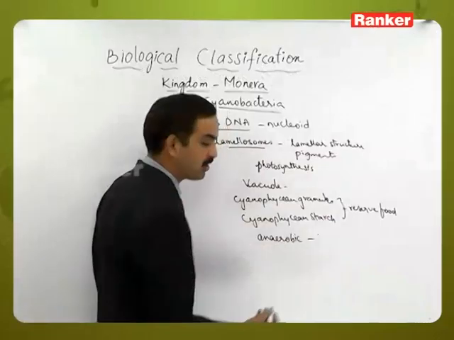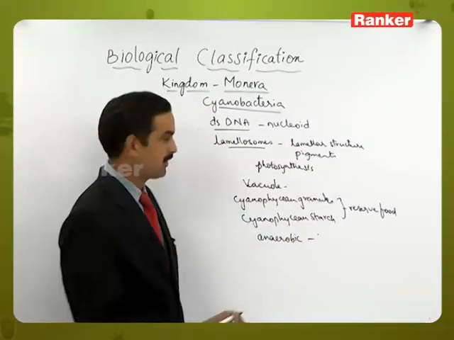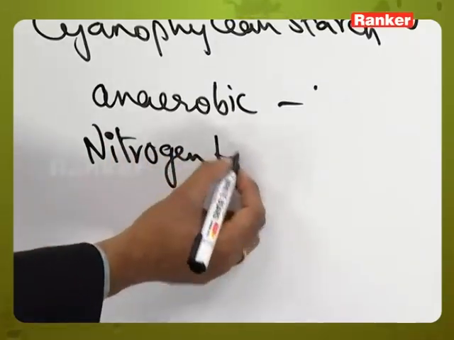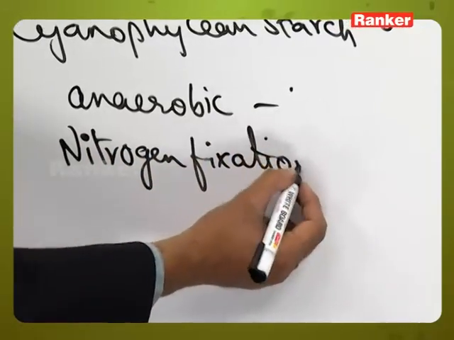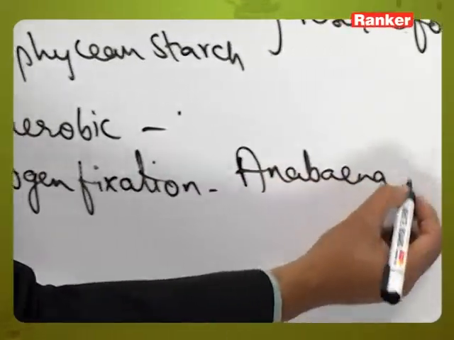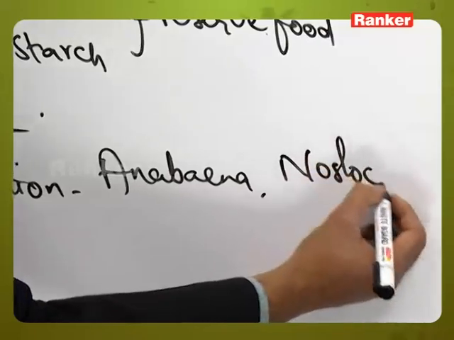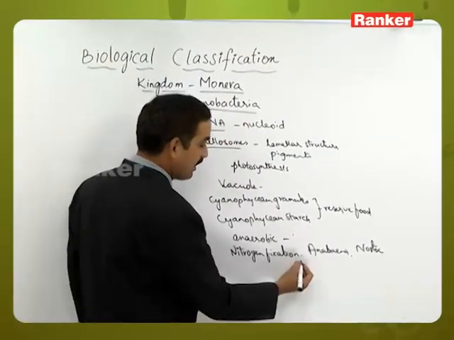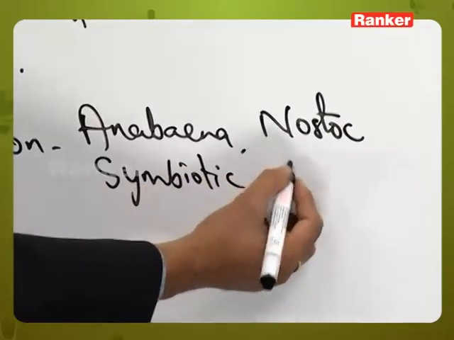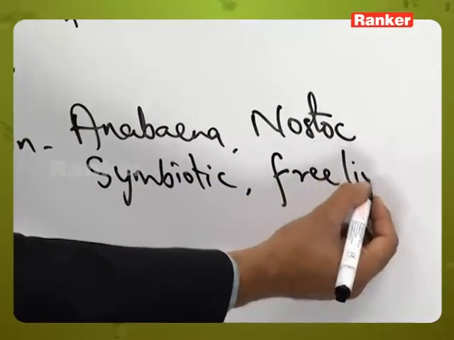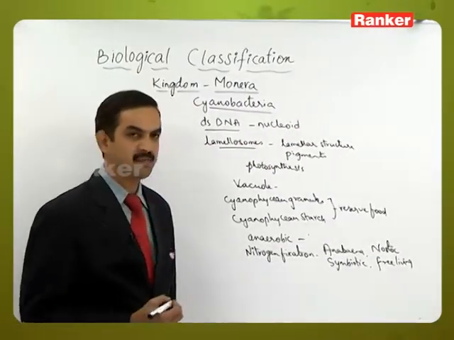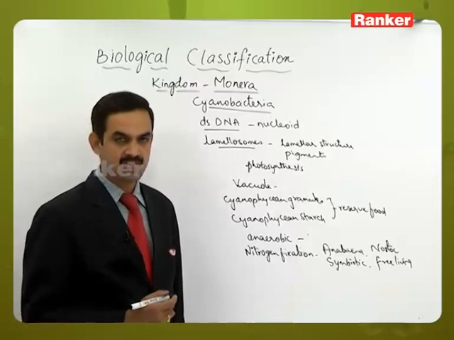That's why these are showing some sort of prokaryotic nature. There are some cyanobacteria which are useful for nitrogen fixation, particularly members like Anabaena and Nostoc. Such members are concerned with symbiotic nitrogen fixation, or sometimes they may exist in the outer environment, that is, some of them act as free living nitrogen fixers.